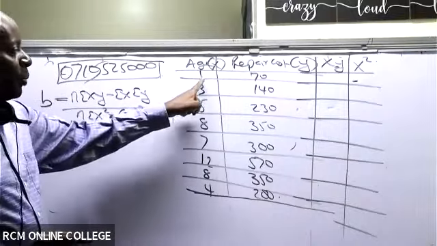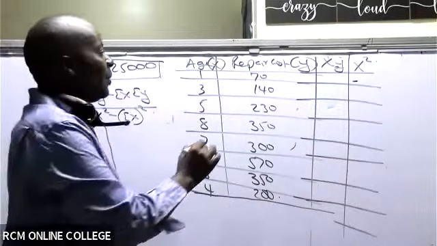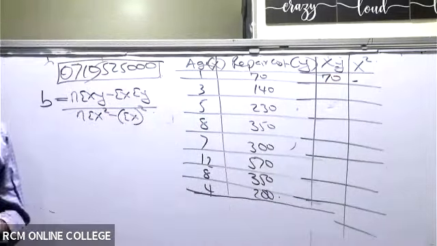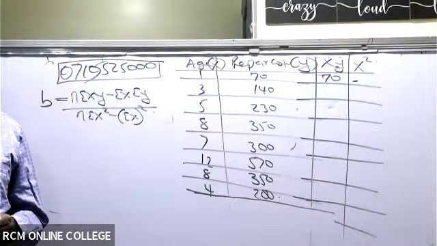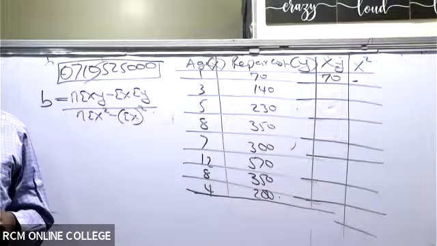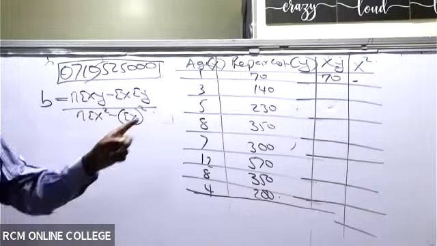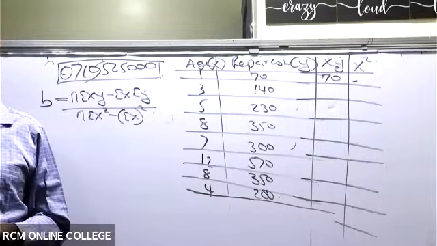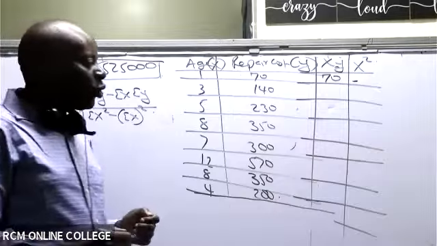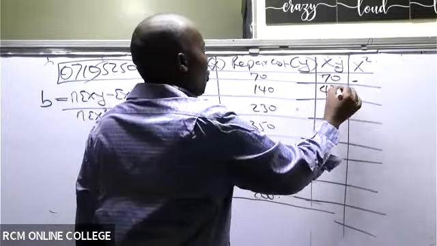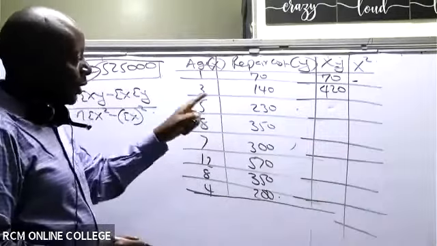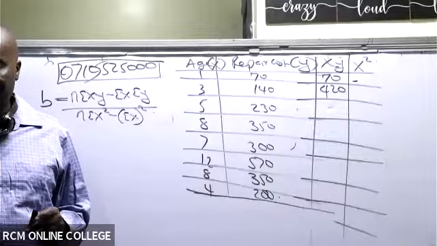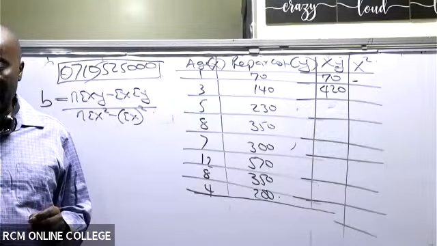So xy means you're multiplying. So 1 times 70, this gives me 70. How about 3 times 140? Can somebody give me 3 times 140? You guys must give me these values. That gives me what figure? Chitechi Laura, 420. Thank you so much. And then we have here 5 times 230.